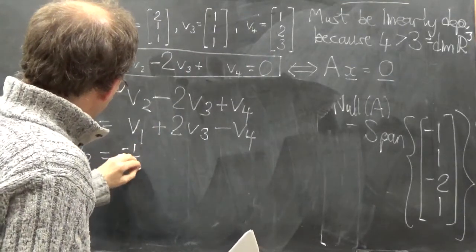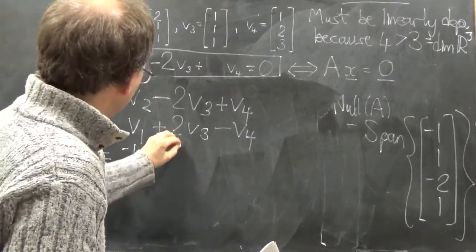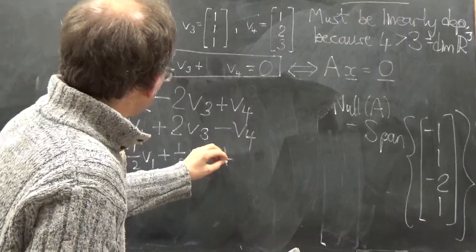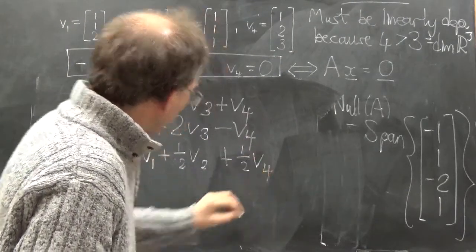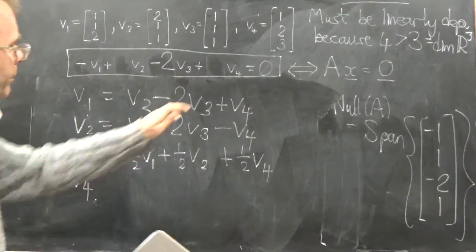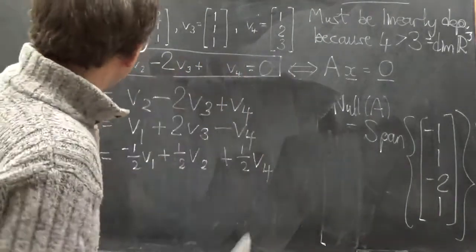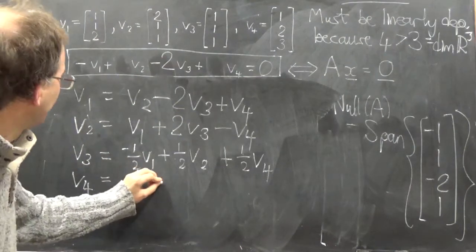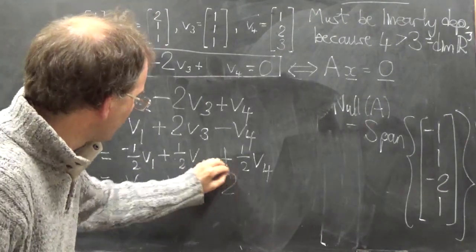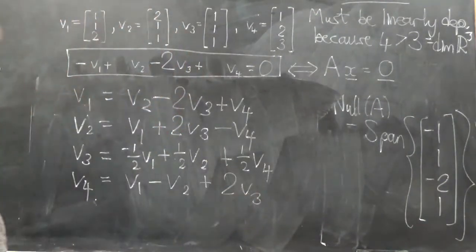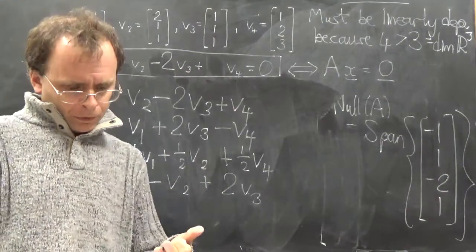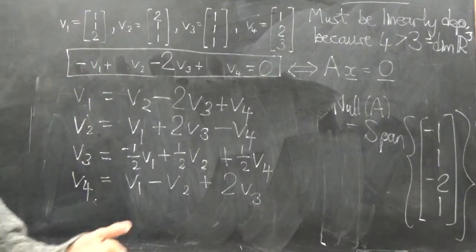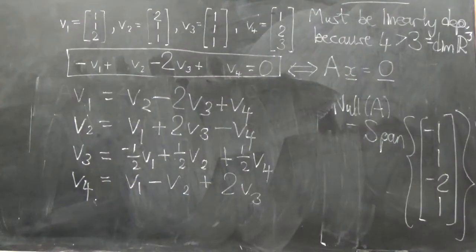So this will come out to minus a half V1 plus a half V2 plus a half V4. And finally V4 is there, so I'll take everything else across the other side. So V4 is going to be V1 minus V2 plus 2 V3. So really, you could all do that, right? Whether you overlooked it or misunderstood it or what, it's not an unreasonable demand, I think.